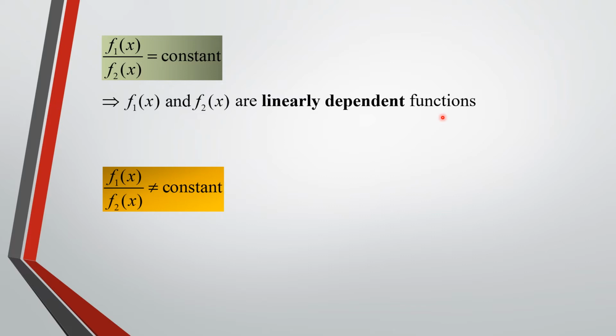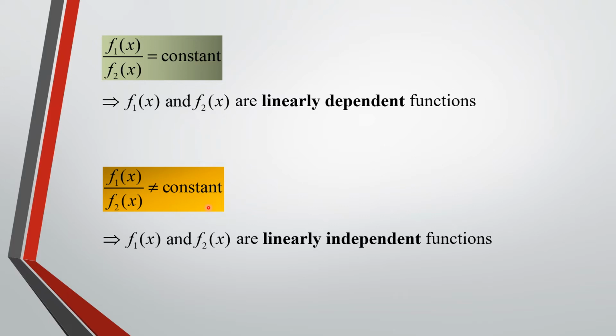On the other hand, if you evaluate the quotient f1 over f2 and you find out that the result is not a constant, we conclude that the two functions f1 and f2 are linearly independent functions. So you have to get the ratio of the two functions to determine whether they are linearly dependent or linearly independent. When we say the ratio, it doesn't have to be f1 over f2 all the time.